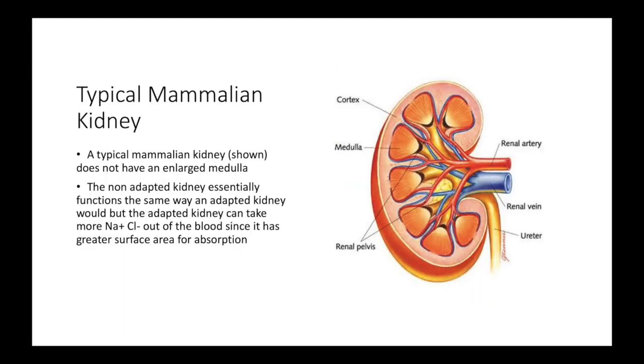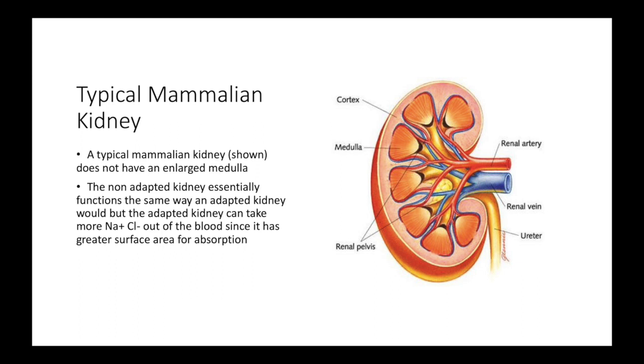There are also other differences between a typical mammalian kidney and an aquatic mammalian kidney. A typical kidney, which is shown on the right, does not have an enlarged medulla. The kidneys still function in the same way. Kidneys filter the blood with tiny filtering units called nephrons. They remove toxins from your body and also regulate hormones and other important things in the blood.